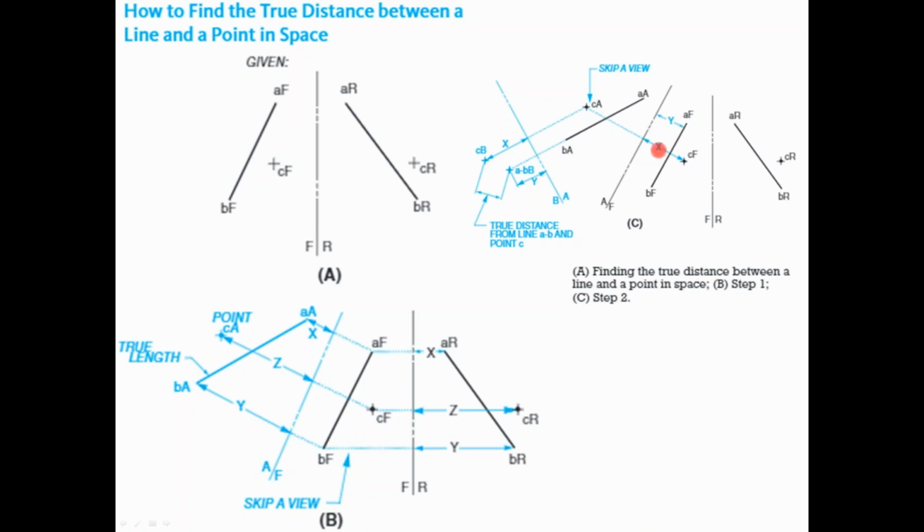Again, once you transfer this x and y over to this view, and you establish the two points, then you can measure that true distance, and this distance is going to give you the true distance from the line to a point. So the distance from here to here is the distance from here to here.